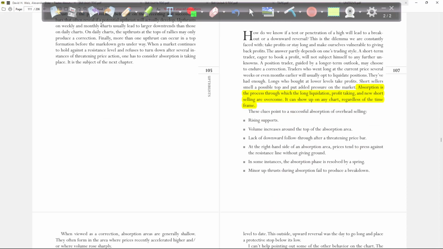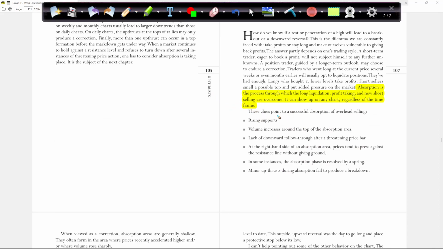So these clues point to a successful absorption of overhead selling. First one, rising supports. If we see rising supports, we have absorption. Volume increases around the top of the absorption area. Lack of downward follow through after a threatening price bar.